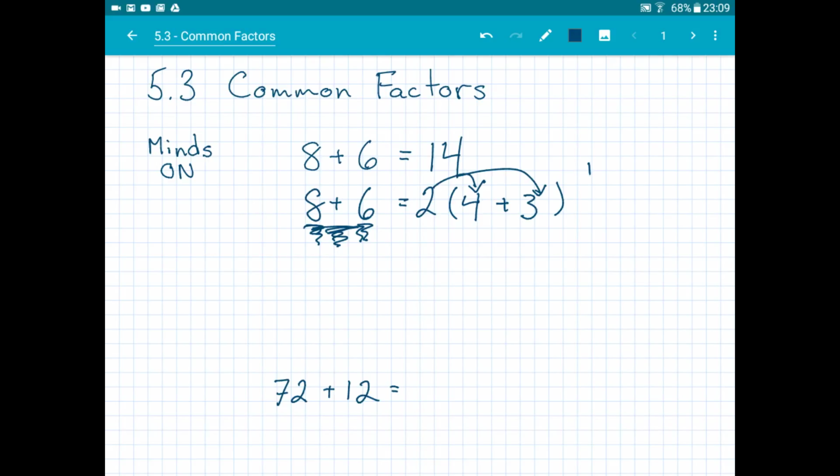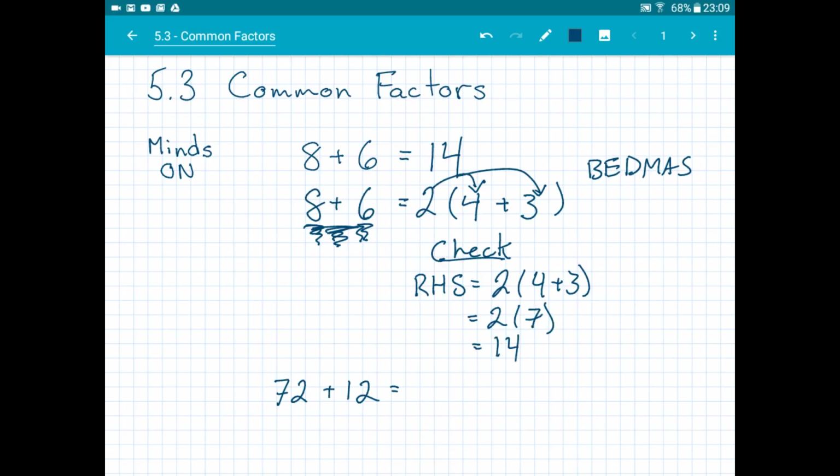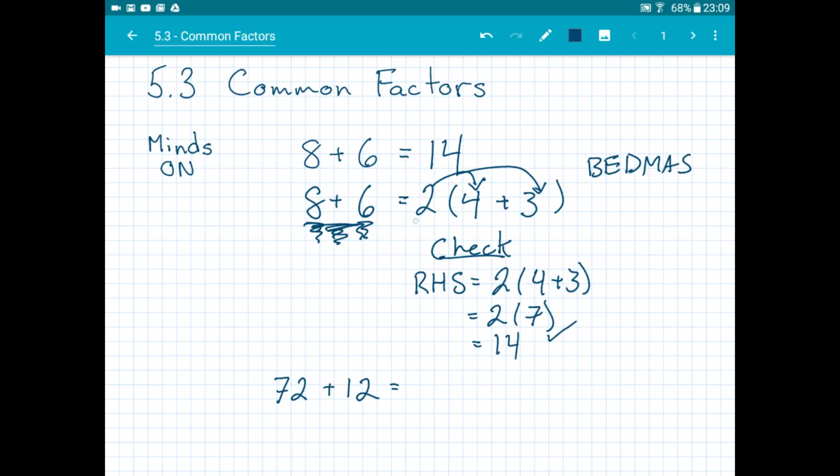And now we'll just use that BEDMAS that we're always talking about, just to run a little check to make sure that this still works. So we know the left-hand side is equal to 14. On the right-hand side, we've got 2 times 4 plus 3, which is equal to 2 times 7, which is 14. So it checks out. So what we did was we looked for the greatest common factor. And then we use that to try to create an expression that when you multiply the greatest common factor back into that expression, you get back the original expression.